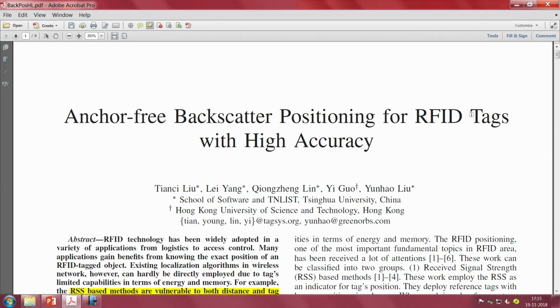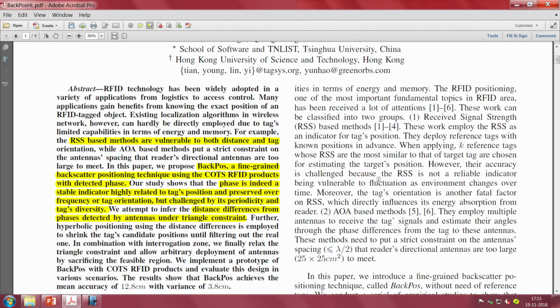Let me point you to a paper that is quite recently published, and this paper is on anchor free backscatter positioning for RFID tags with high accuracy. Look at the portions where our project staff have actually marked the things that you will really have to drive home when you read this paper. First thing is this paper dismisses the same problem that we discussed a while ago. RSS based methods are vulnerable, you cannot do anything with respect to distance and tag orientation. So, let us put that out of the picture.